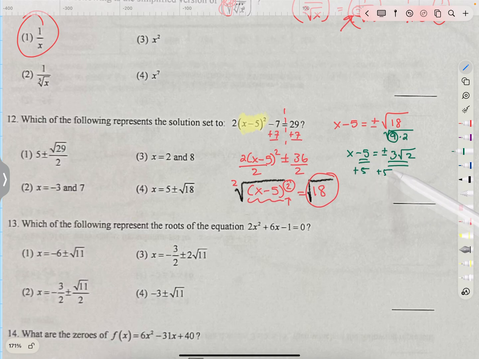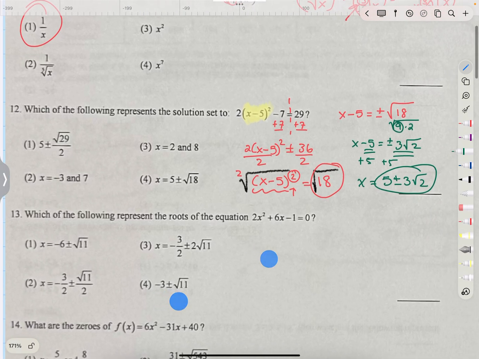I just have to get that 5 over there, so I add 5 to both sides. Don't ever add that 5 to the radical part. Just put the 5 out in front of the plus or minus. And that's your answer right there.